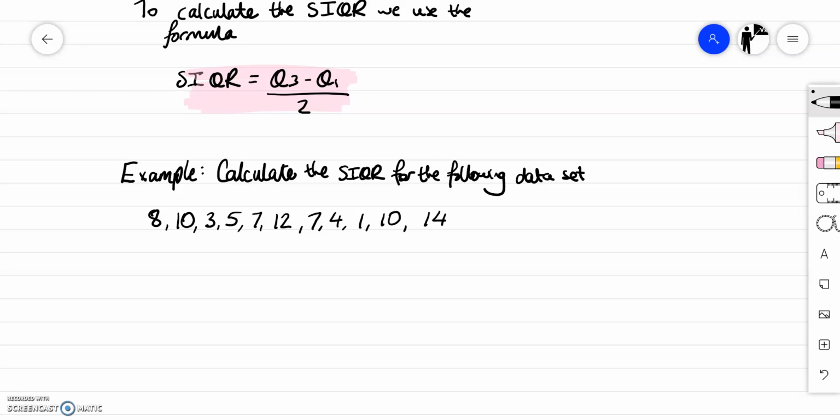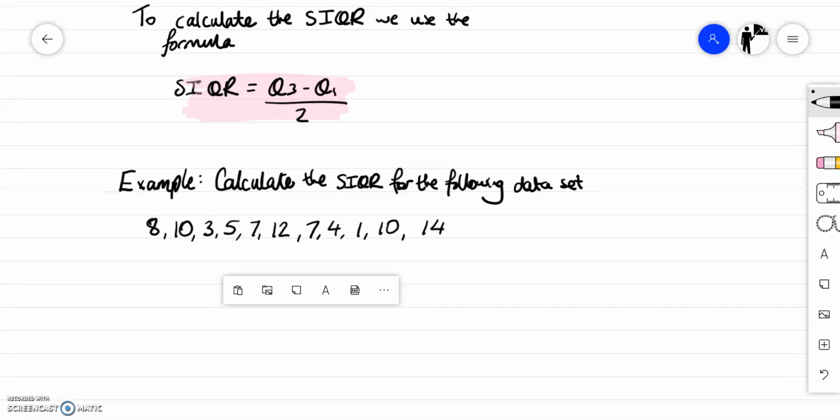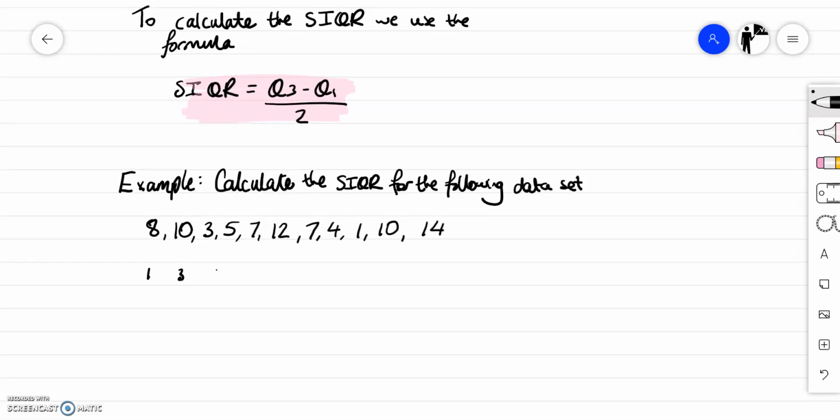So we're going to have 1, 3, 4, 5. Don't have any 6s. I've got 2 7s. 7, 7, 8, 10, 10, 12, 14. Okay, and you should be able to check that you've got the same number of values.